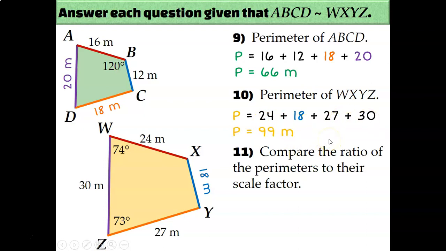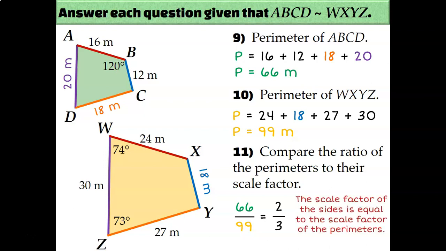99. What do you notice about those two perimeters? Specifically, if you set them up as a ratio, how does it compare to our scale factor? The ratio of 66 over 99 reduces to 2/3, which is the same thing as the scale factor of our side lengths. So that can be a shortcut for calculating the perimeter of a polygon if you have two similar polygons and you know the scale factor between those two polygons. You can use it to figure out the missing perimeter. And also, it's just a handy way to double check your answer if you know both of the perimeters and you know the scale factor.